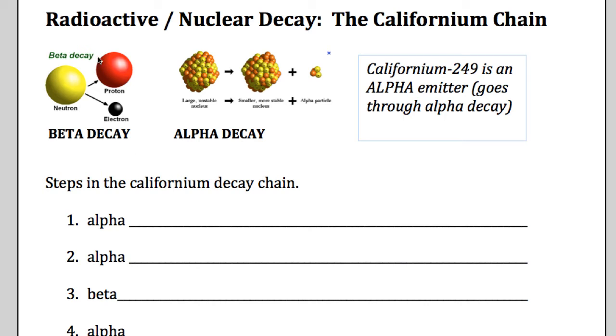Or it can go through a beta decay, in which case a neutron itself in the nucleus decays, falls apart to an electron, and leaves behind a proton. Let's see how this works as we're representing these in equations.